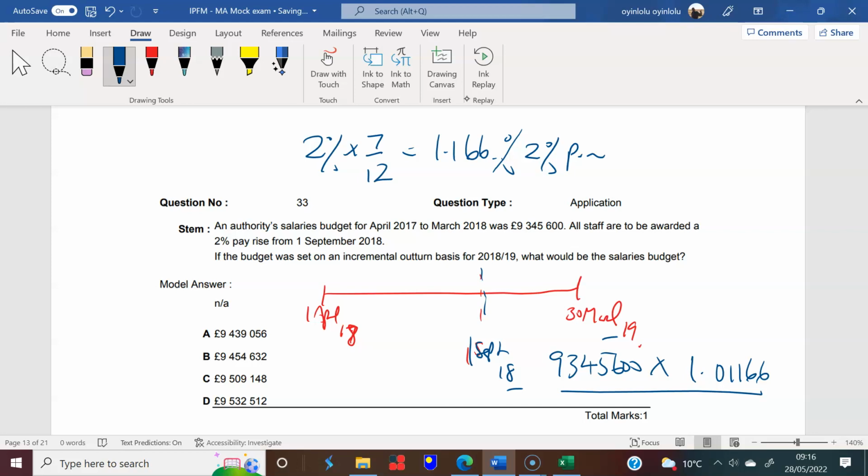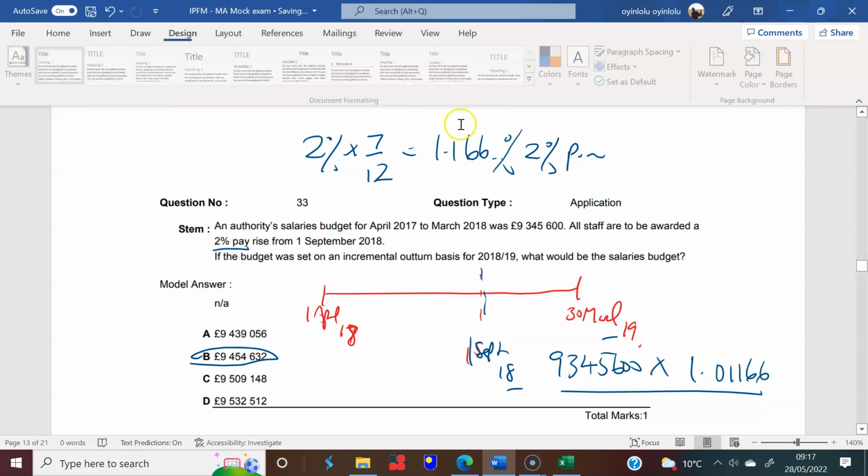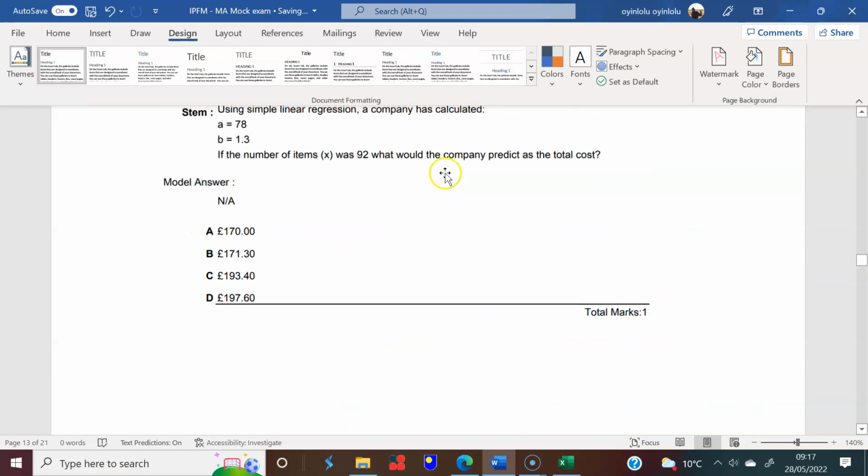If you do that, you should get this figure here, 9,454,632. That's really the point. The way to do this is always take the amount and get the actual rate of interest. This is per annum, you're only getting it for part of the year, and now you can apply that to your figure. Okay, great stuff. And that's 33.